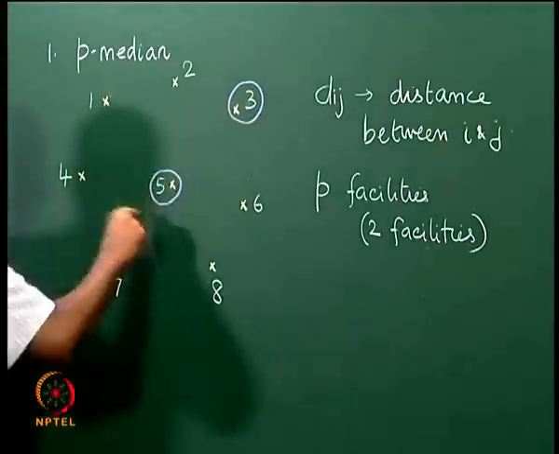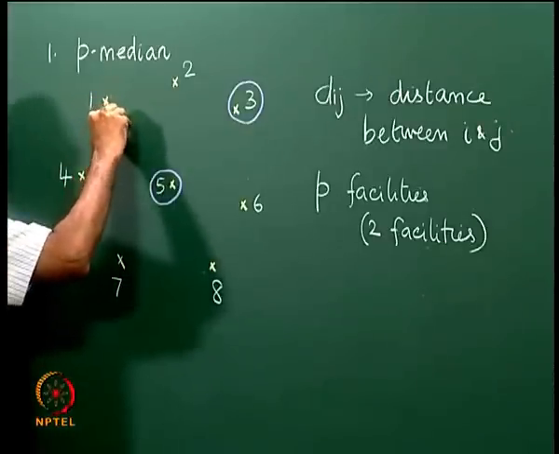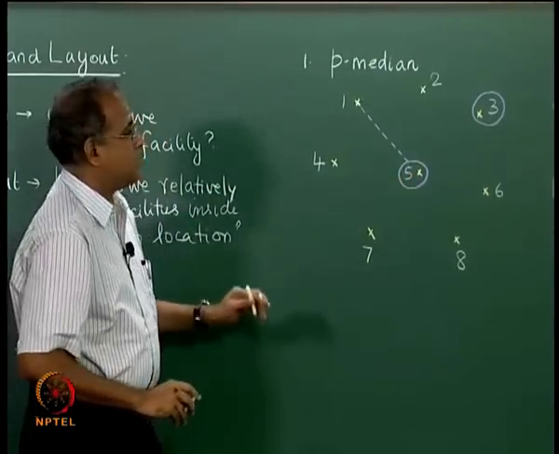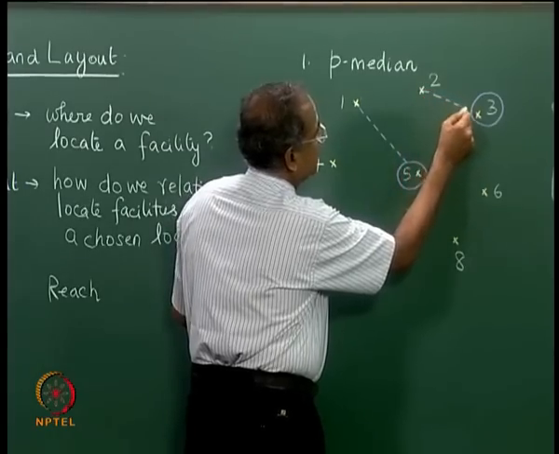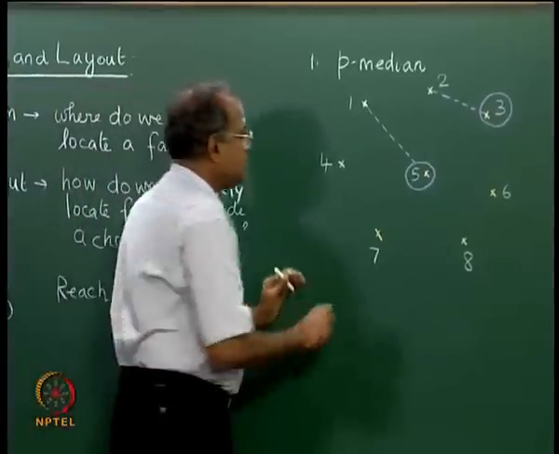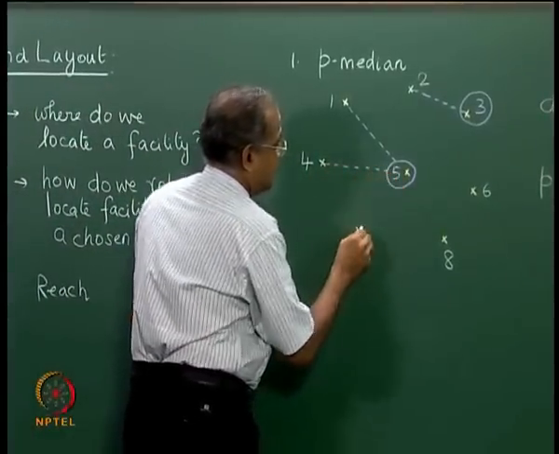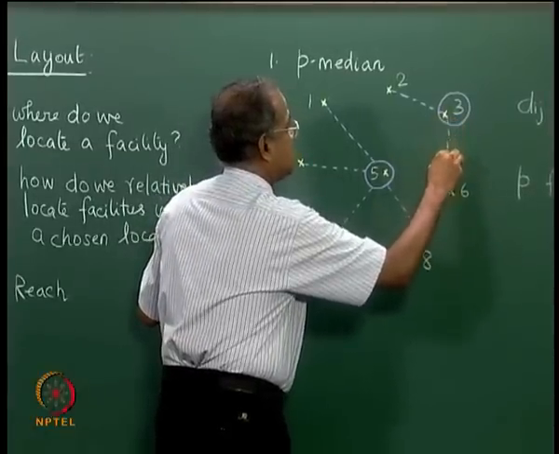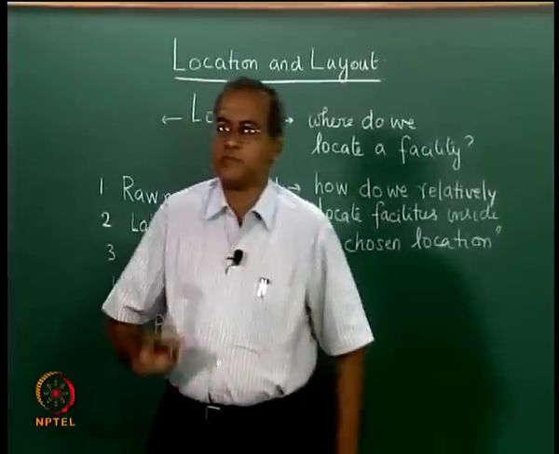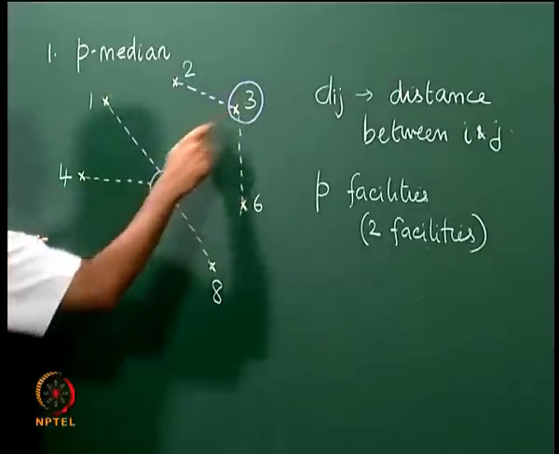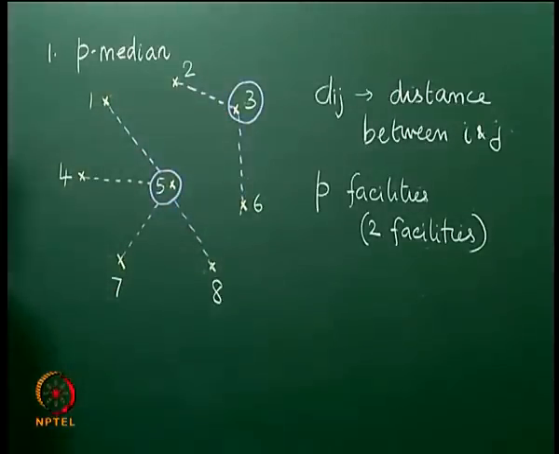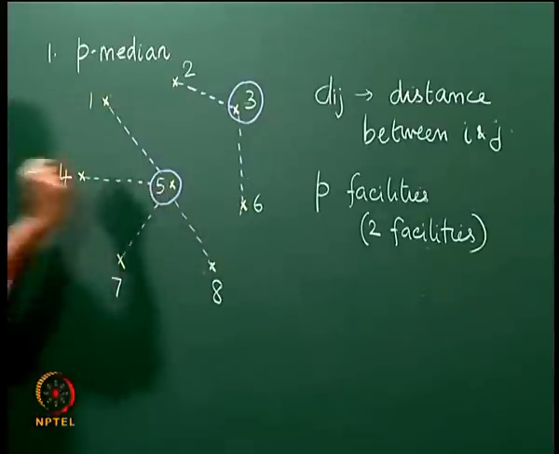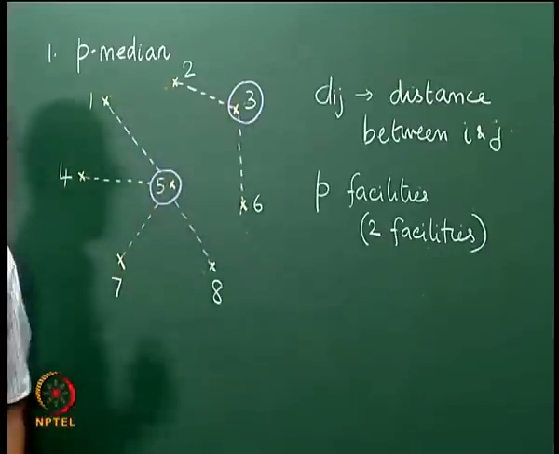So, if we fix 3 and 5, then we will attach 1 to 5, because 1 to 5 is assumed to be lesser than 1 to 3. 2 will go to 3, because 2 to 3 is lesser than 2 to 5. Let us say 4 will go to 5, 7 will go to 5, 8 will also go to 5, and let us say 6 goes to 3, because 6 3 is less than 6 5. So, if we fix 3 and 5 as the 2 places where we are going to locate the facilities, then based on minimum distance we may say that 1, 4, 7 and 8 will go to 5 and 2 and 6 will go to 3.